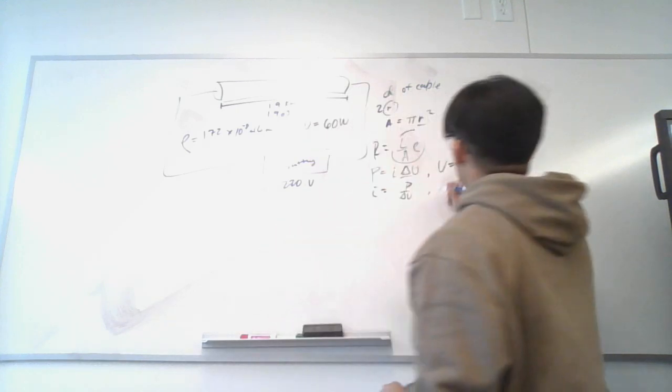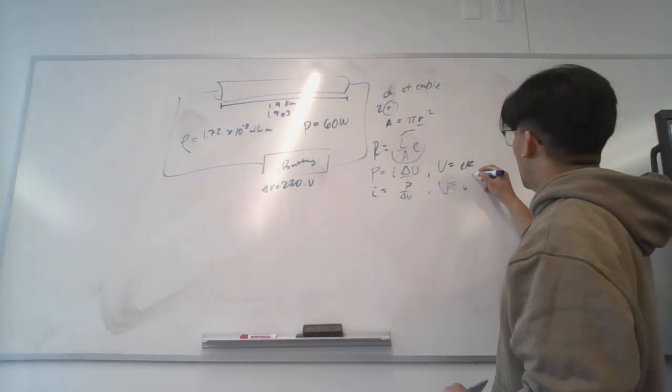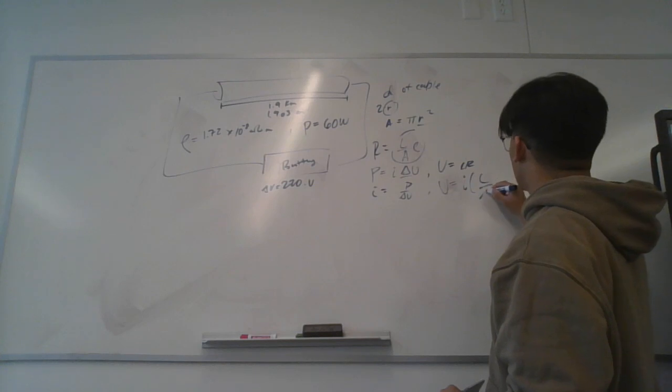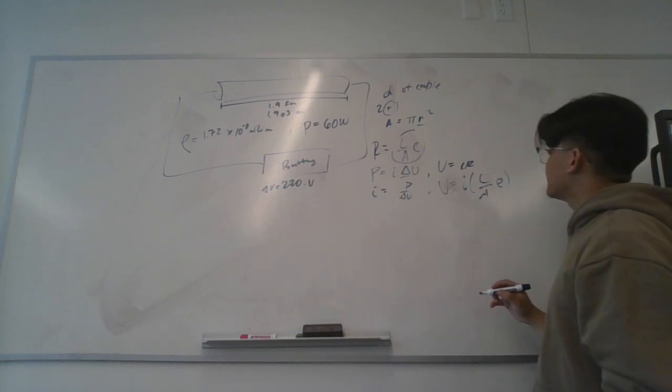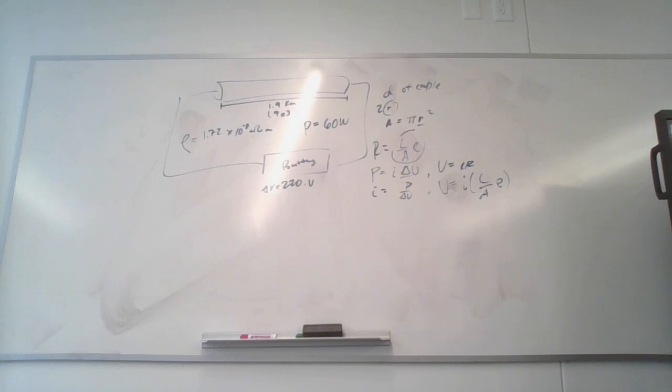So we can just say that V is equal to I times L over A times rho, where V is just the potential difference. So that's also a given.